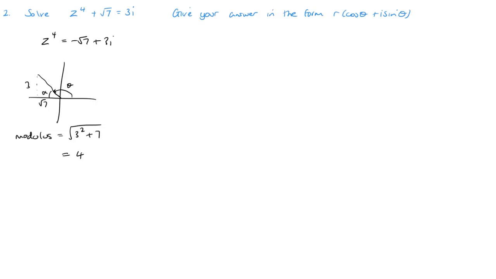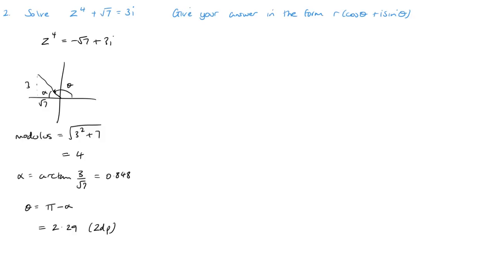Now working out alpha first. So alpha is arc tan 3 over root 7, which is 0.848. Now we actually want theta, and theta is going to be pi minus that alpha. So theta is going to be 2.29. We'll do it to 2 decimal places in this case. But I will store the full answer in my calculator for all of the workings out.